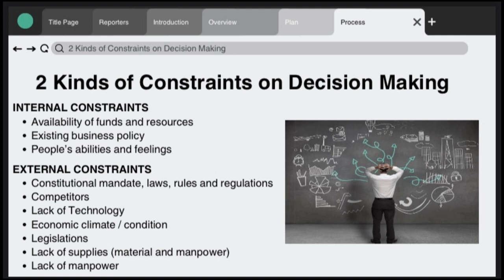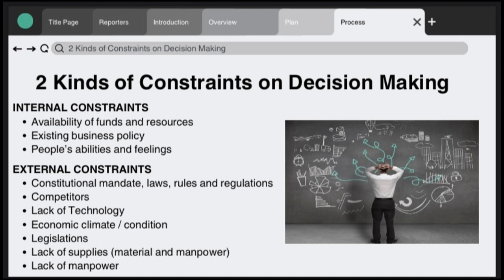Next are the external constraints. Number one, constitutional mandate, laws, rules, and regulations. During the administration of President Rodrigo Duterte in the Philippines, there were efforts to address the issue of contractualization or end of contract in the labor sector. ENDO refers to the practice of repeatedly hiring workers on short-term contracts, preventing them from obtaining job security and benefits associated with regular employment.